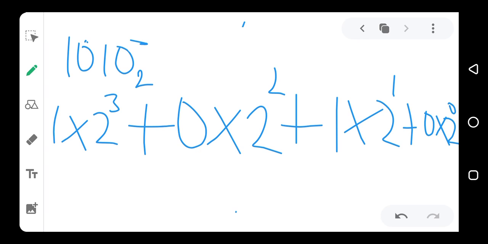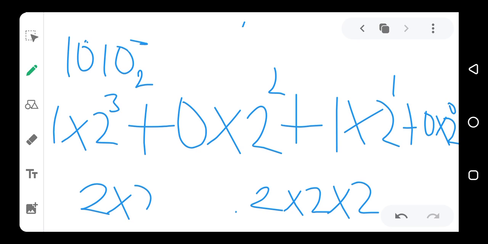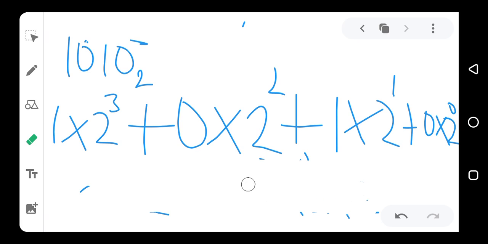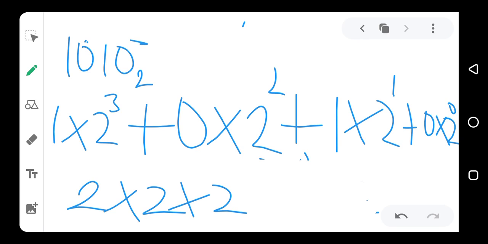So we now find the powers. 2 raised to power 3 means 2 times 2 times 2. 2 raised to power 2 means 2 times 2. 2 raised to power 4 means 2 times 2 times 2 times 2. Now we are working with 2 raised to power 3. 2 times 2 times 2.